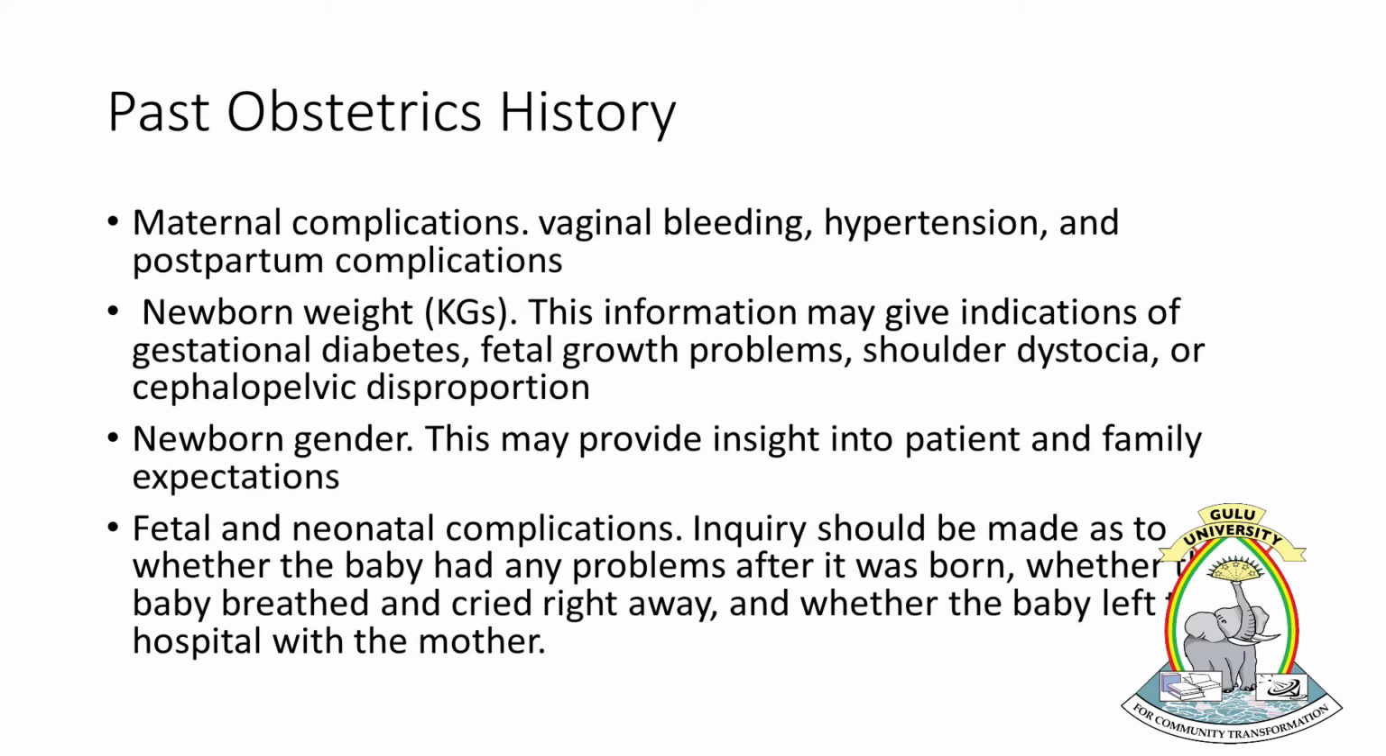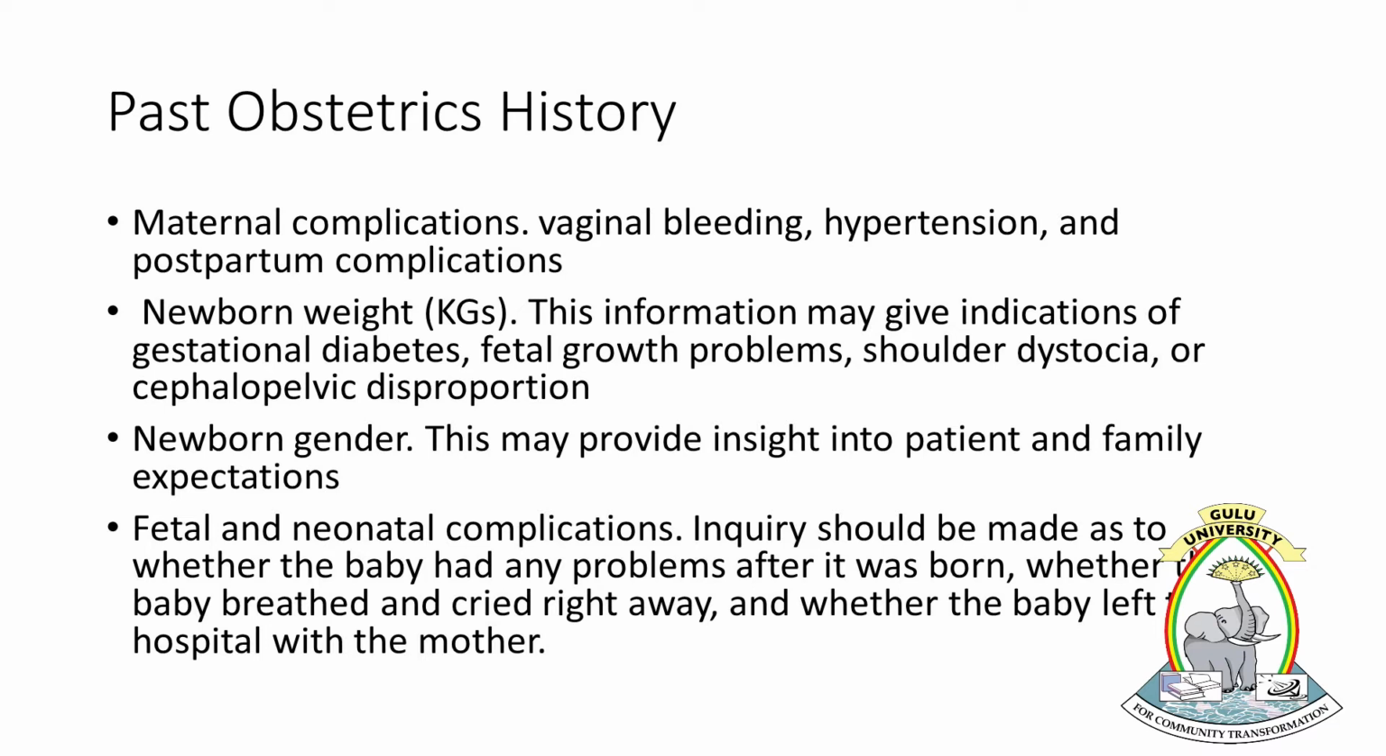The newborn weight should tell us a lot. This would tell us the risk of a mother having gestational diabetes or fetal growth disorder if they're small, or the risk of getting shoulder dystocia if they had macrosomia or cephalopelvic disproportion. This should be noted in the past obstetric history.